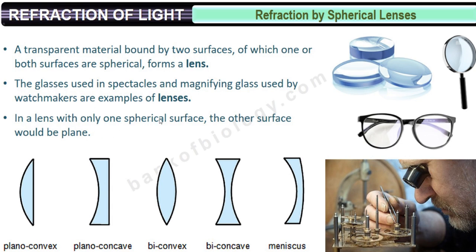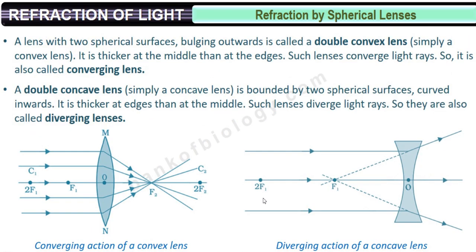In a lens with only one spherical surface, the other surface would be plane. So what are the different types of lens? Plano-convex, plano-concave, biconvex, biconcave, and meniscus. Now we will try to understand the refraction by spherical lenses.